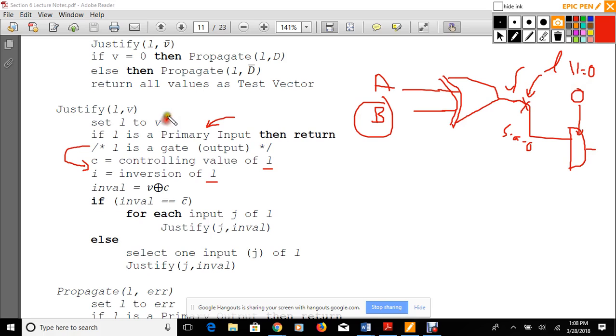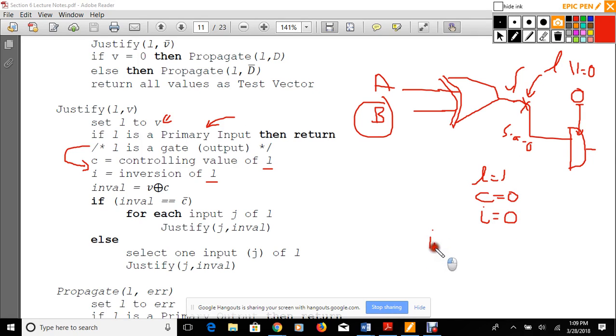So since we've set L to V, that means we've set L equal to 1, right? And C is going to be the controlling value of L. So if it's driving this gate here, then the controlling value of the AND gate is 0. So C will be 0, right? And I is going to be the inversion of L. So that just means 0.